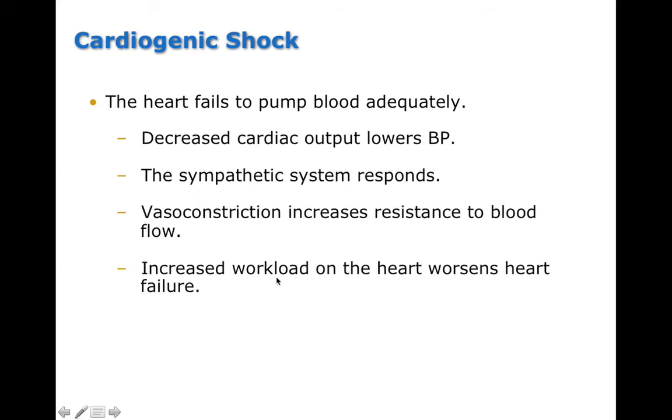Now, this actually puts an increase in pressure and work on the heart muscle itself, which contributes to further heart failure. So although your sympathetic nervous system is trying to compensate for the low blood pressure, if your heart's already failing, having a higher diastolic pressure due to vasoconstriction is going to cause the heart to have to work even more strongly to try to keep blood moving. So this is sort of a negative feedback here with cardiogenic shock.